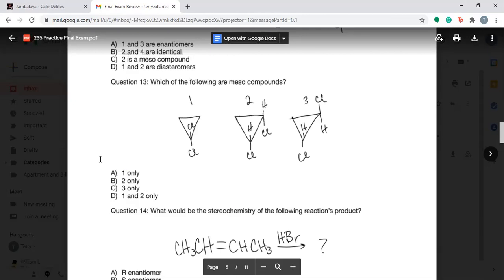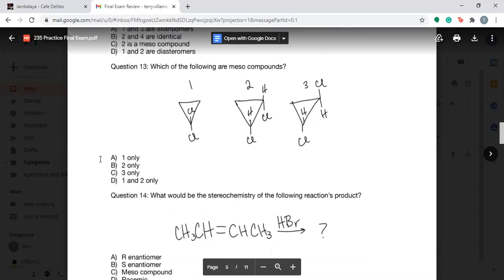It's all right. Let's review. And this is the important thing: typically our meso compounds have 2 stereocenters, and then we have a plane of symmetry between them. So in this case, our meso compound is not going to have that plane of symmetry. In this one though, since 1 doesn't have any stereocenters, it can't be meso. So 2 is my only option.